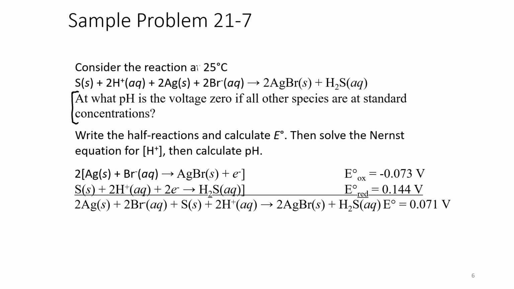Now we want to figure out what the pH is. So again, if we want to find the pH, we're going to have to find the H plus concentration. That's what we're looking for eventually to get the pH, if the voltage is 0 when all other species are at standard conditions. So let's see what we need to do for that.